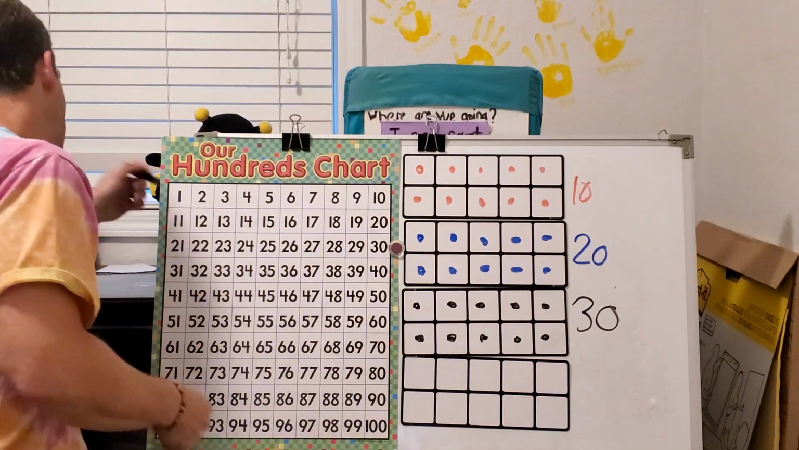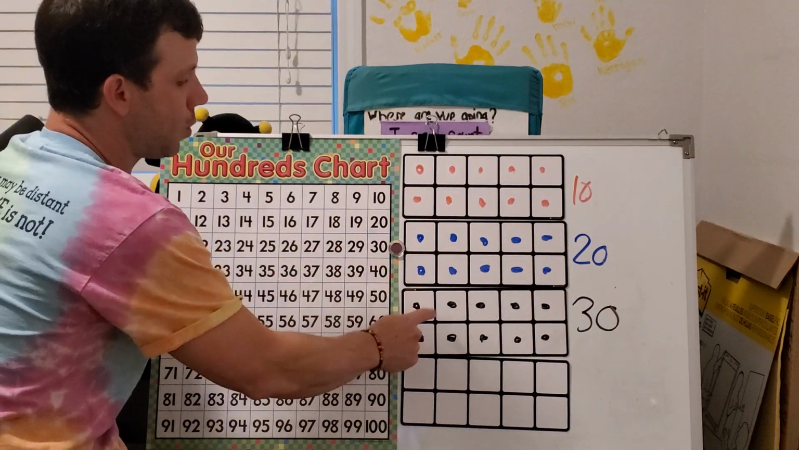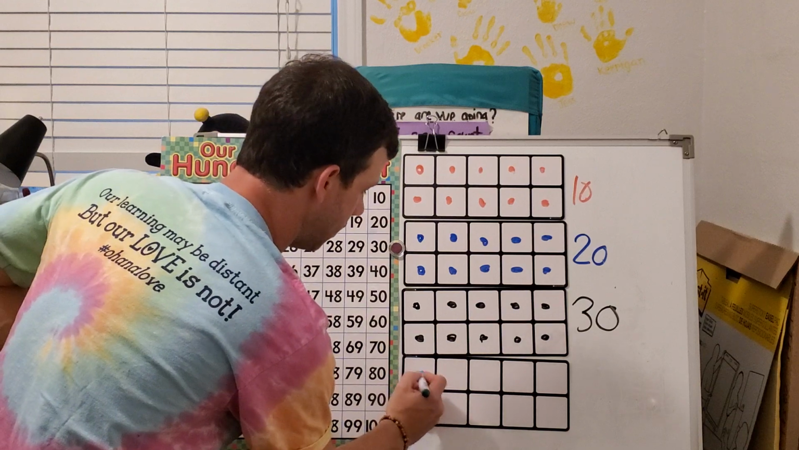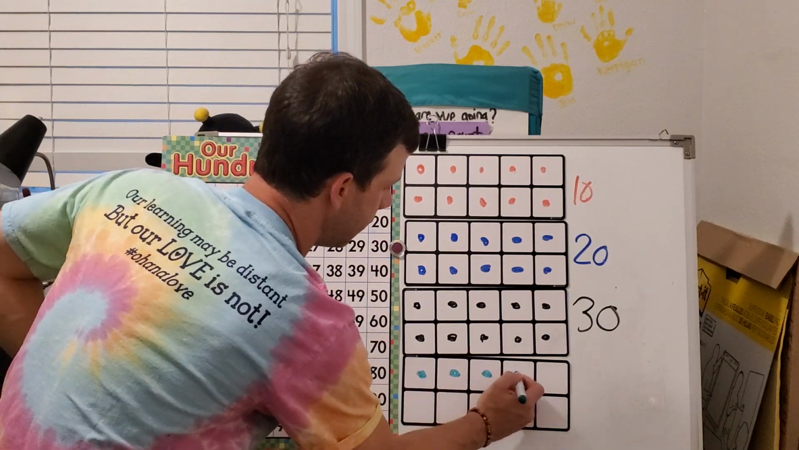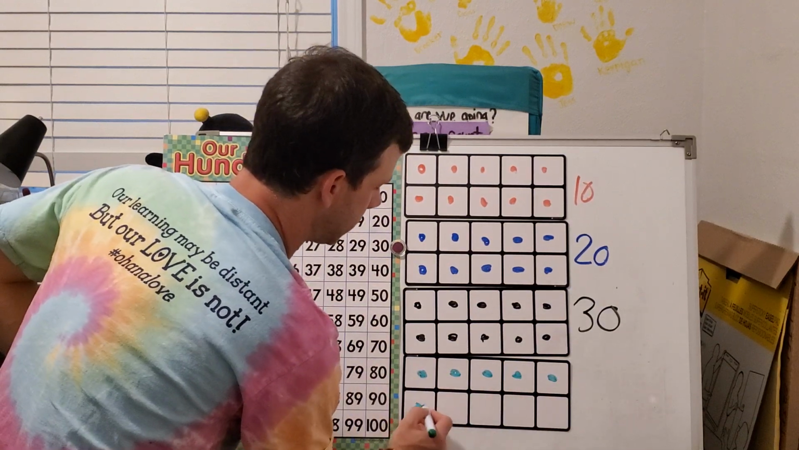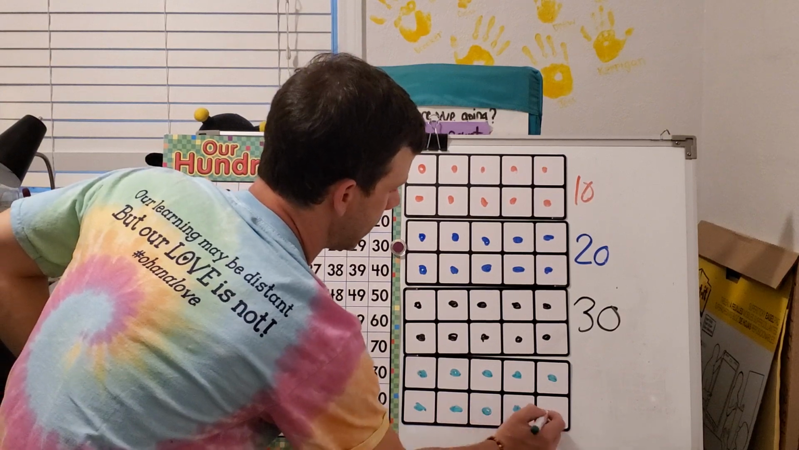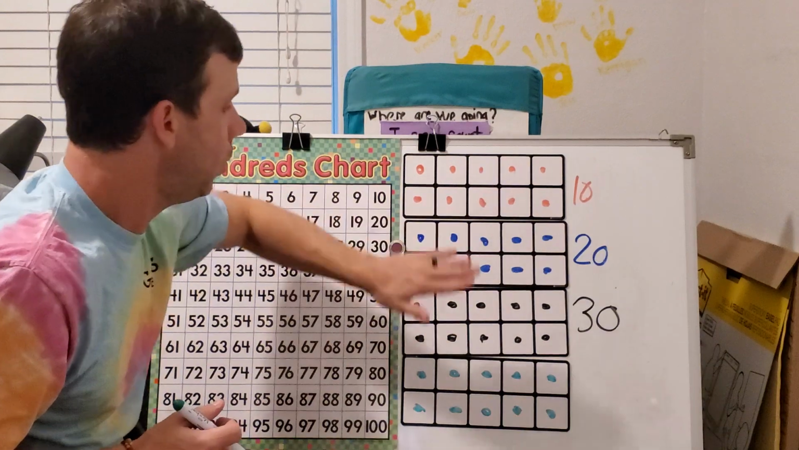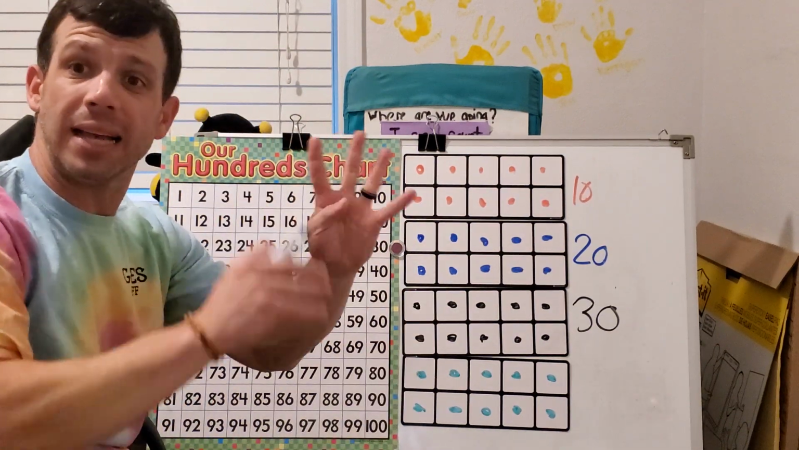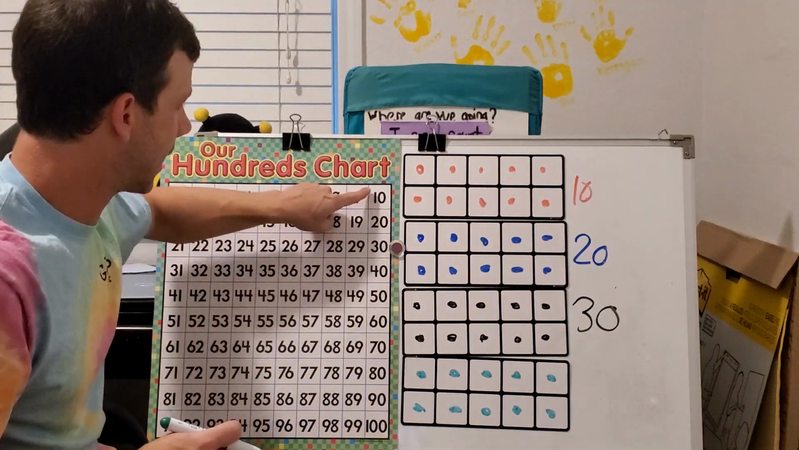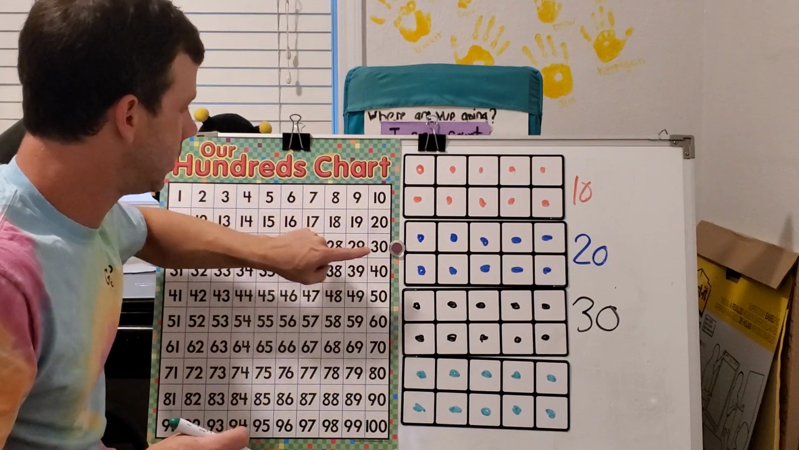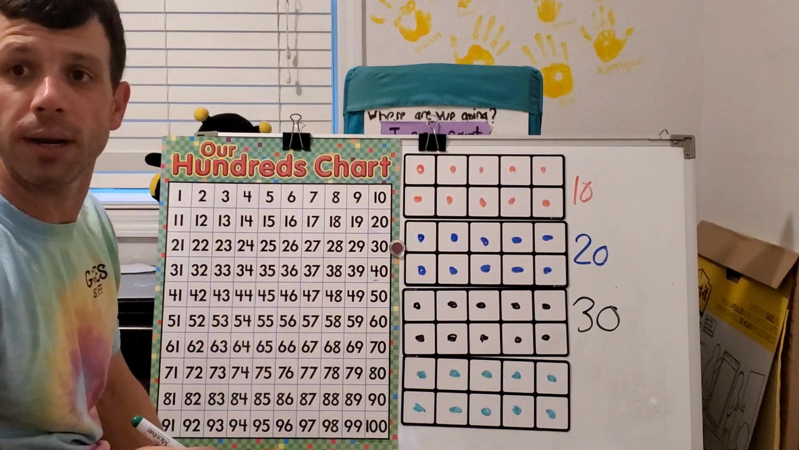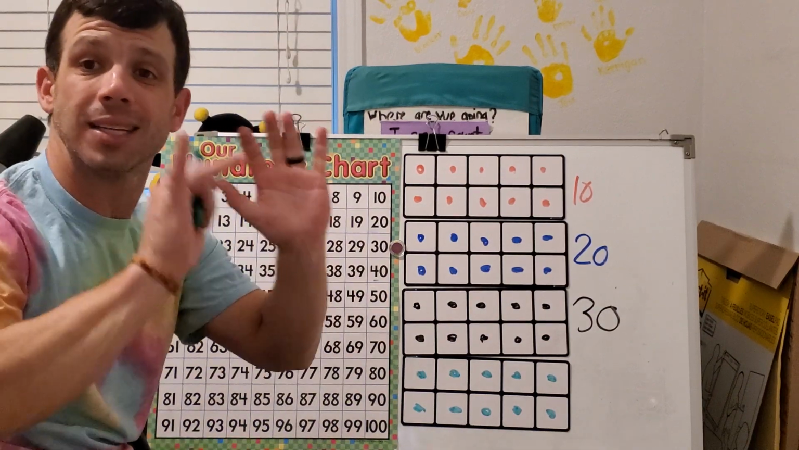Okay? So we've got 1, 2, 3. We've got another 10 frame to fill out. We're going to use green this time. Ready? 1, 2, 3, 4, 5, 6, 7, 8, 9, and 10. So now, guys, look, I have 1, 2, 3, 4 sets of 10, which means I can move down 10, 20, 30, 40. The 4 right there in 40 shows us that I have 4 sets of 10.